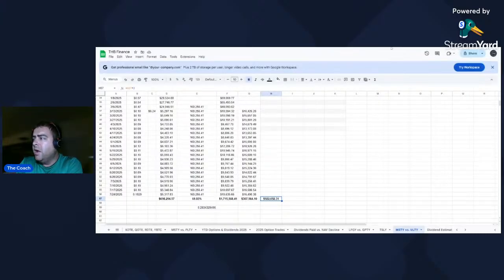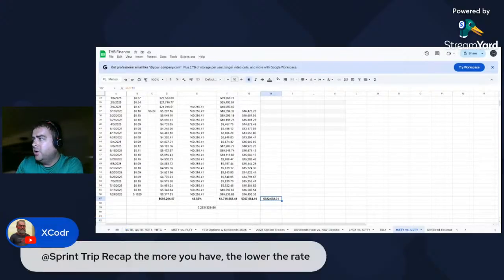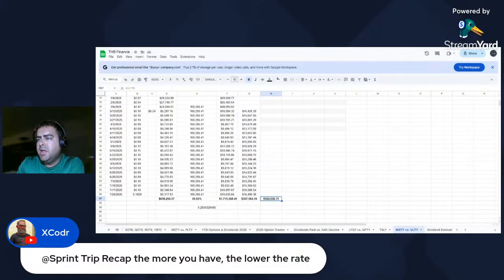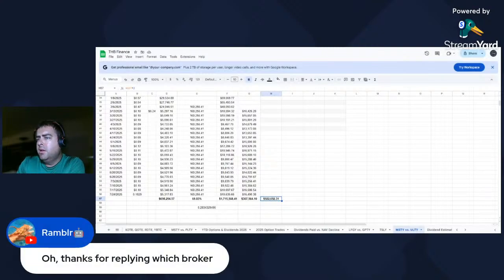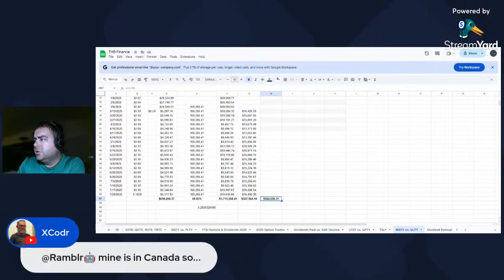So I'm starting to come around on this subject here. The lowest margin, I believe, is either on Robinhood or on Interactive Brokers. I actually applied for Interactive Brokers, but there are some hidden fees, if you use their information, you're paying hidden fees. So I think Robinhood is still actually the lowest. The more you have, the lower the rate. Okay, thanks for replying. Which broker? Lowest margin. Yeah, see, I told you already.